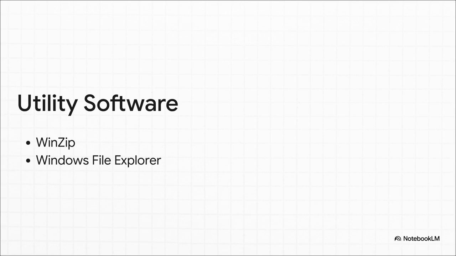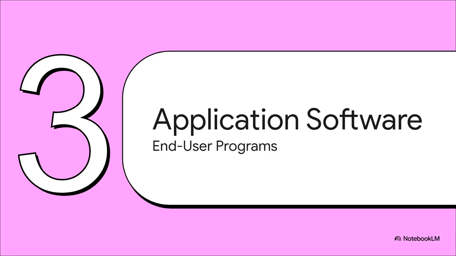Utilities are developed to provide support in analyzing, optimizing, configuring, and reliably maintaining a computer. Think of tools like WinZip for compressing your files, or Windows File Explorer for navigating your hard drive. They essentially do all the vital housekeeping. Which brings us to Section 3, Application Software Explained.